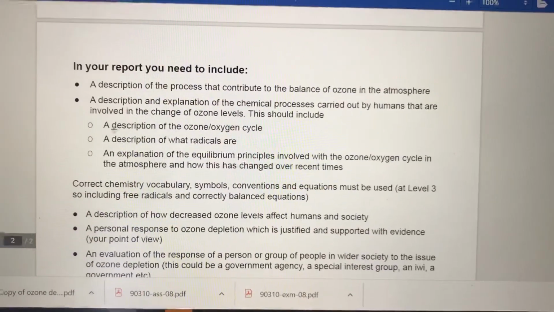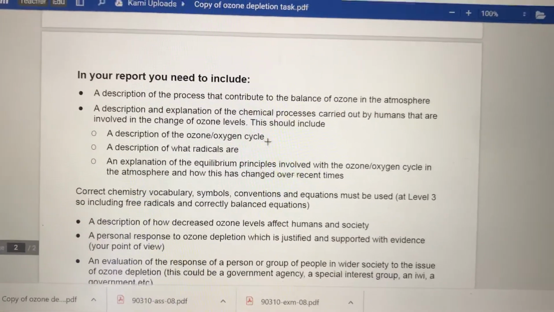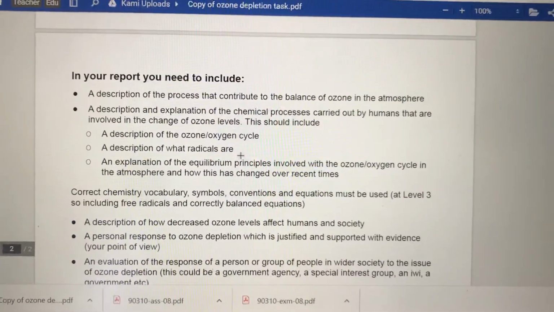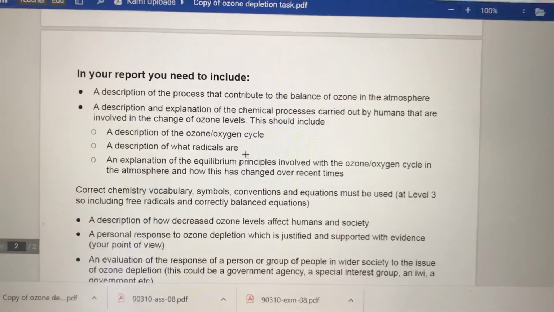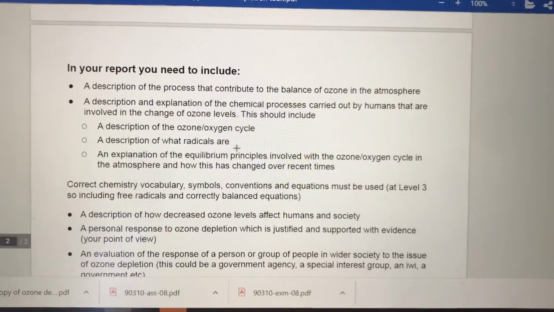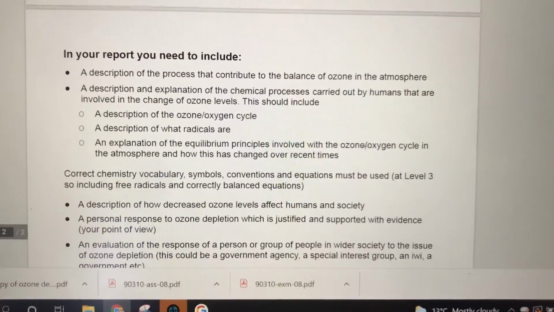So, a description of the ozone-oxygen cycle, which is the Chapman cycle. You must tell me what free radicals are. You must look that up and explain that, because they constitute part of the cycle and you won't get more than an Achieved if you don't tell me what those are.